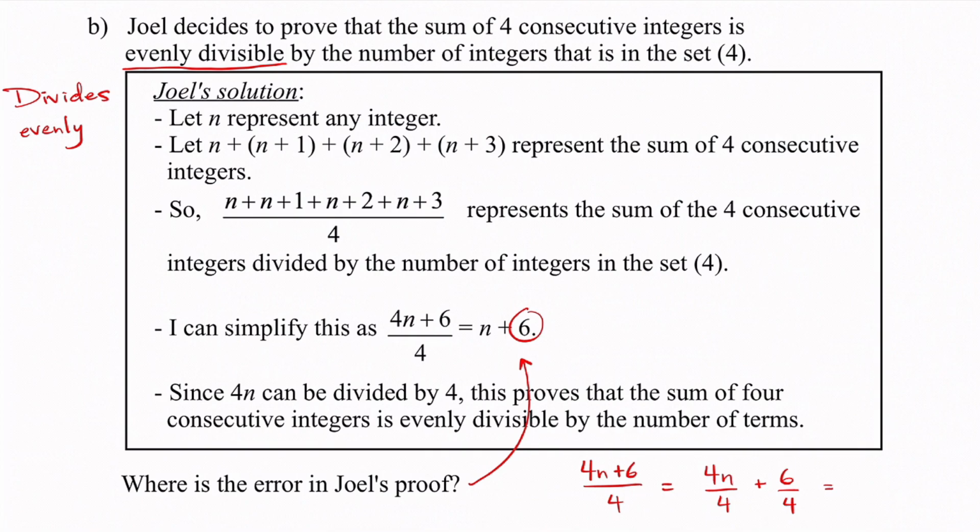So in the first one, the 4's would cancel out and you just get n. But in that second one there, 6 divided by 4 does not divide evenly. You can reduce the fraction, but you're not going to divide evenly into it. So that right there tells us that it's not evenly divisible.